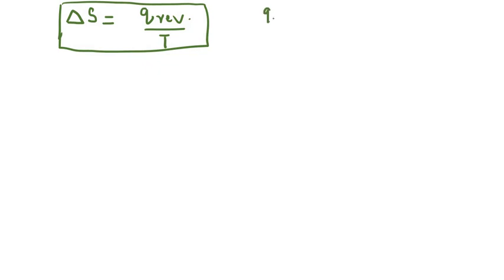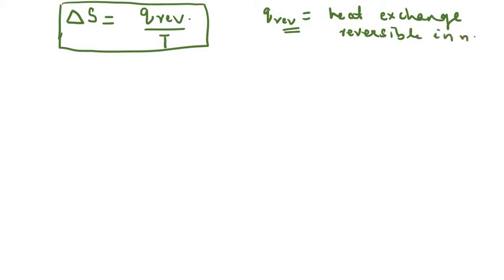Now, what does this Q reversible mean? This Q reversible represents the what? It represents the heat exchange for which type of reaction? The reactions which are reversible in nature. And what does this T mean? The T represents, we all know, the temperature.